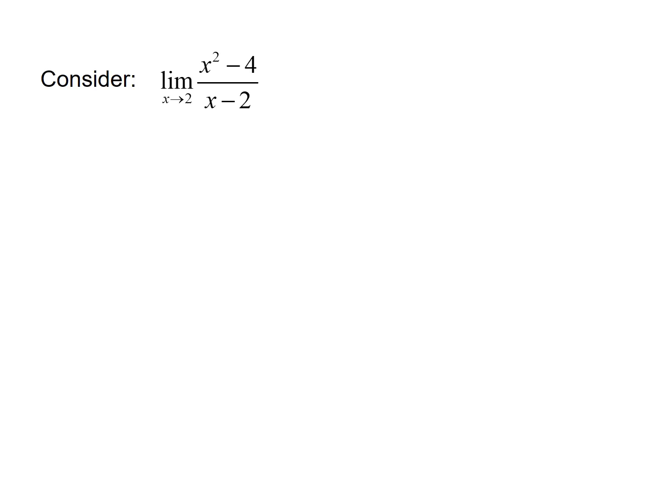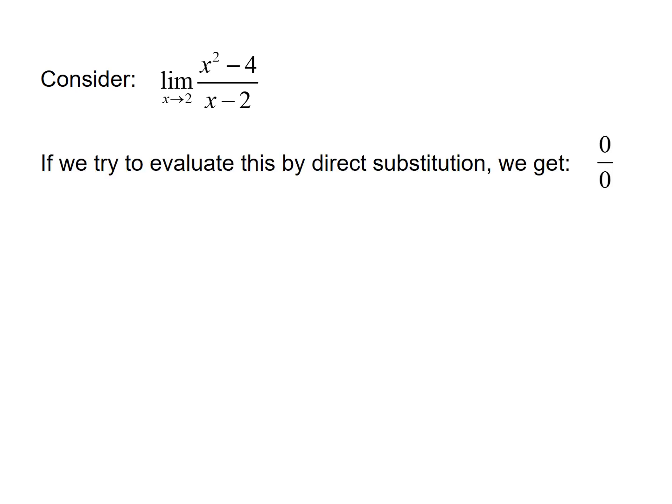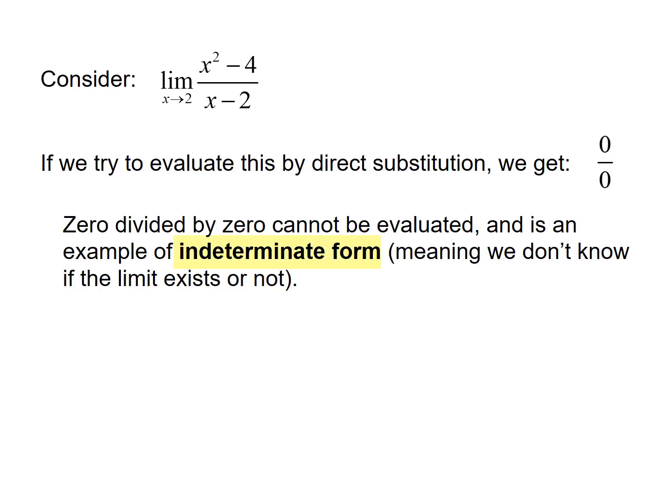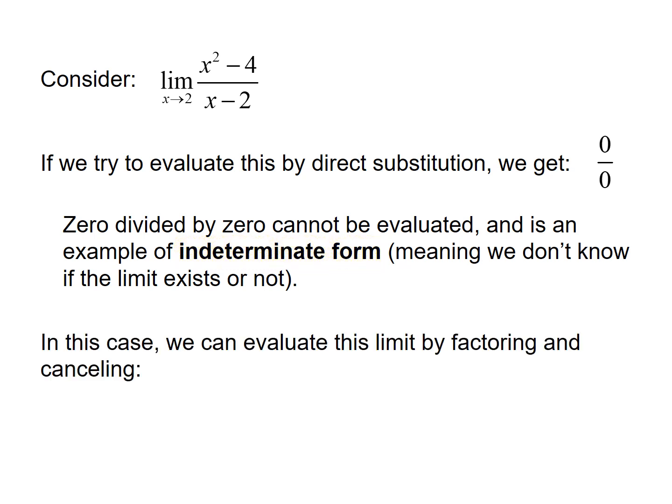Okay, so let's take a look at the limit as x goes to 2 of (x squared minus 4) over (x minus 2). If we plugged in 2, we would get 0 over 0, so we don't actually know what that thing approaches. We call this an indeterminate form when we plug in the number and we get an expression that's meaningless to us. We have to then go ahead and try something else to figure out what this thing might approach.